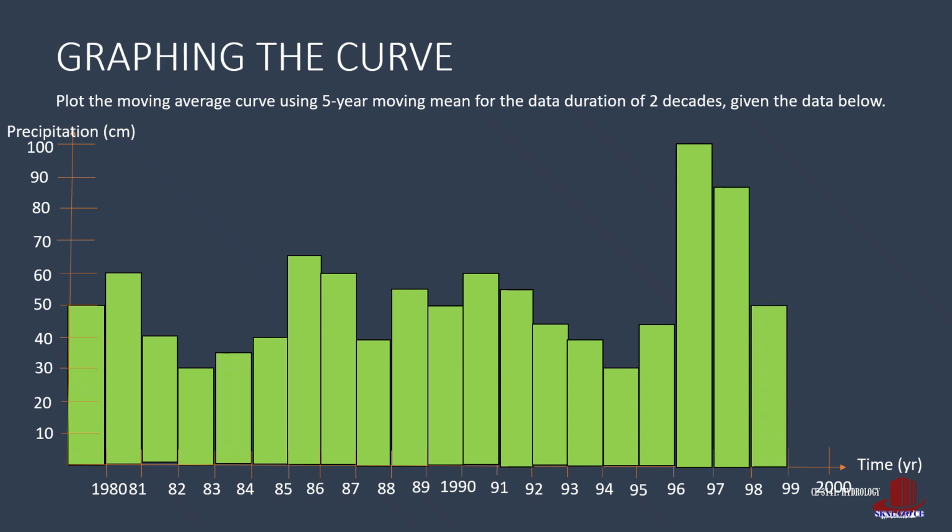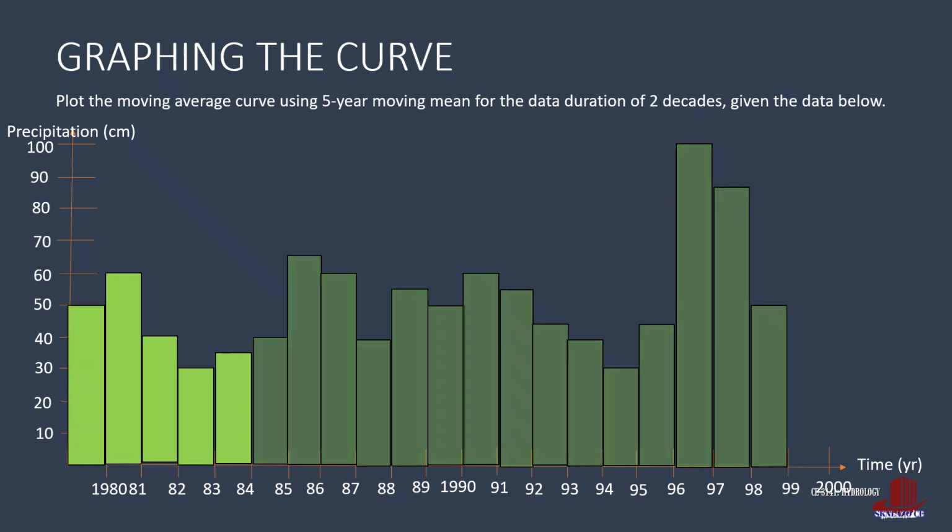With the numerous bars, the computation starts by isolating the first 5 years and taking their average. This average is placed at the mid-bar. Take the average rainfall depths of the first 5 years. That is a fifth of the summation of 50, 60, 40, 30, and 35. This is 43, and place it by the 3rd year of the group.